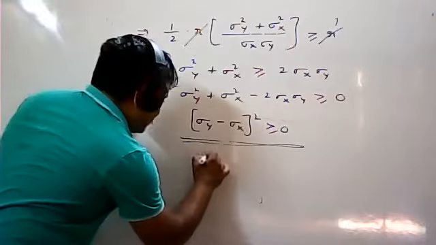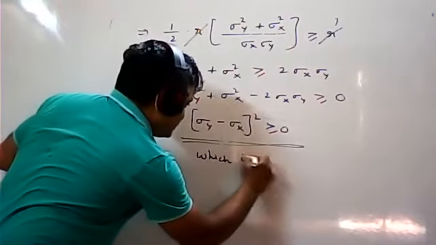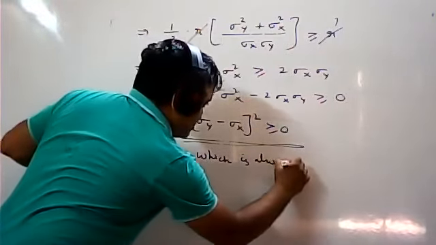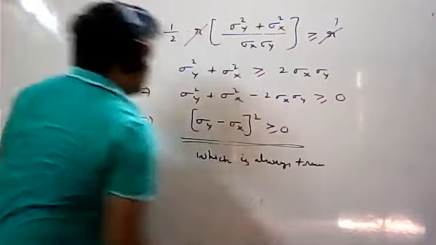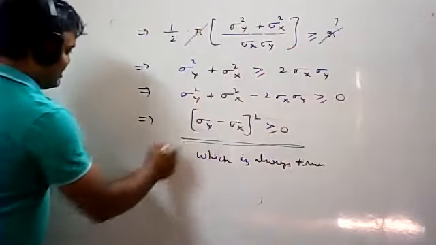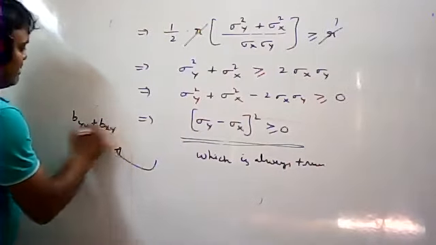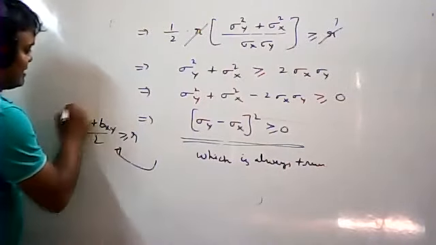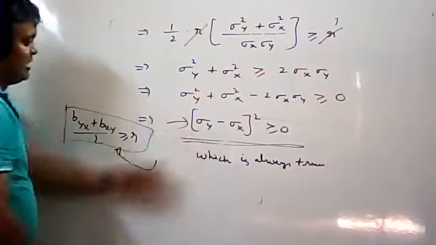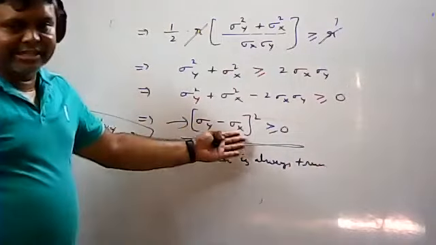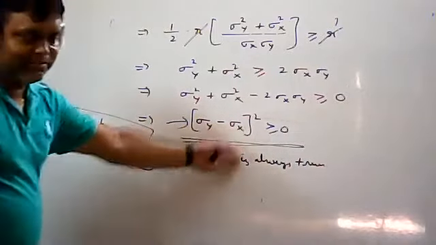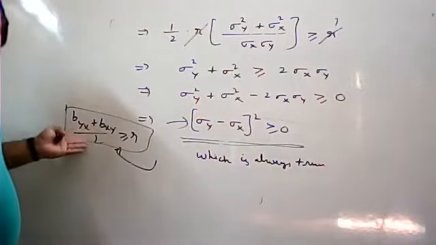So this statement is always true. If this is true, how are you getting this statement? I have taken byx plus bxy by 2 greater than or equal to r. This I have considered, so I am getting this result. You are saying that this statement is true for each and every value of sigma x and sigma y. That means this is true. So you have to prove this statement only.